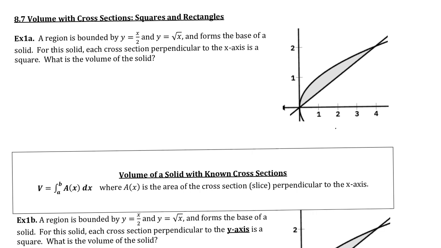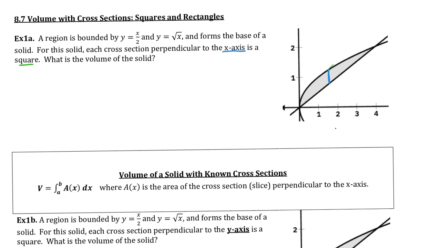For this solid, each cross-section perpendicular to the x-axis is a square. Okay, so this is going to form a 3D solid. I'll show you a picture in class. So this is the base of the solid. It's going to kind of stick out of your paper. It's perpendicular to the x-axis, each cross-section, which means I'm going in this direction. It also gives me a hint that we're going to do dx. And each cross-section that sticks up is going to be a square.